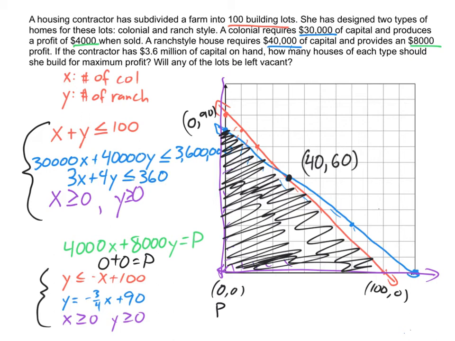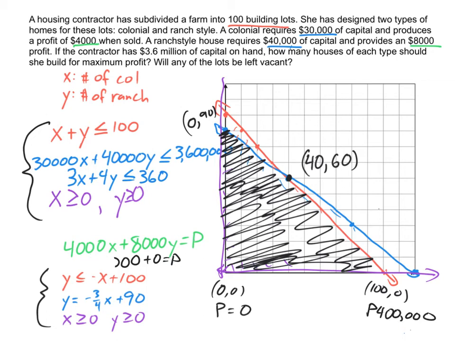So here my profit is going to be 0, which makes sense because if I don't do anything, I'm not going to make any money. And then I plug 100, 0 into here, so it's going to be 4,000 multiplied by 100 plus 8,000 multiplied by 0, so that gives you 4,000 and then 2 more zeros, so 400,000 plus 0 is going to be my P. So my profit here is going to be 400,000.